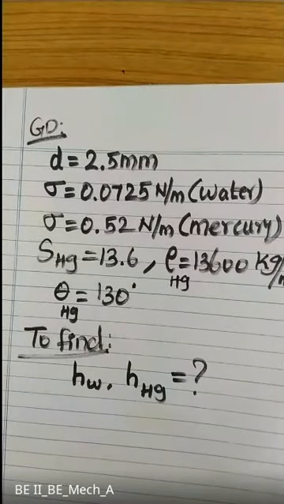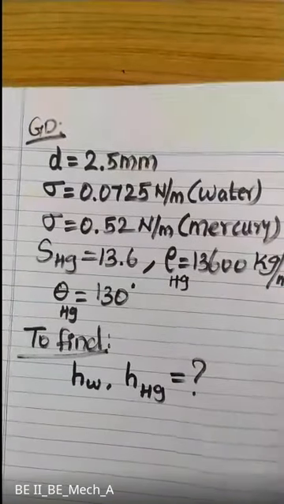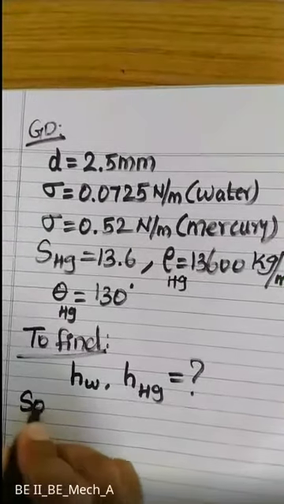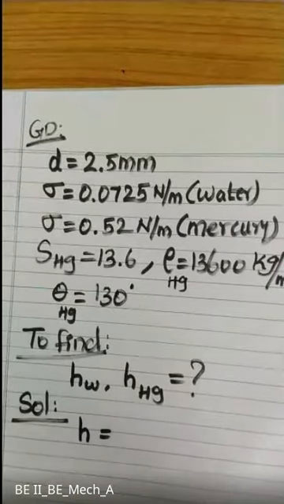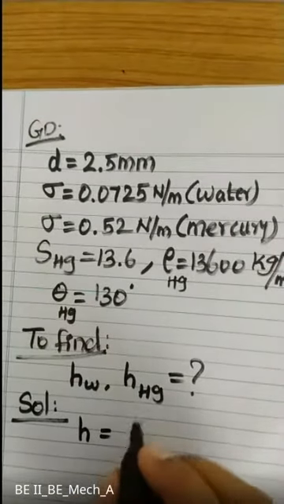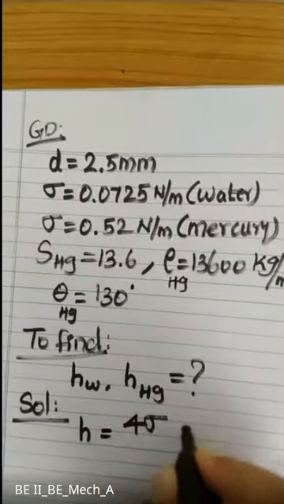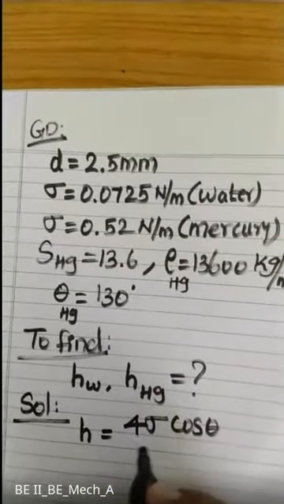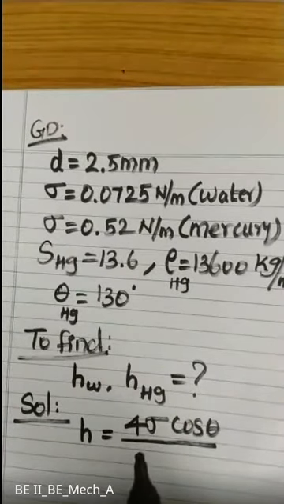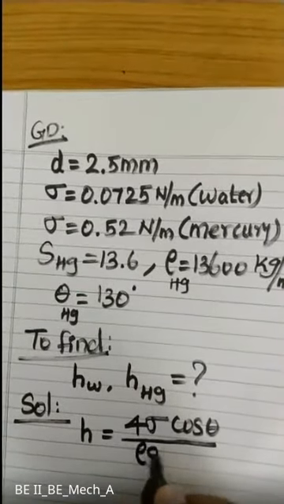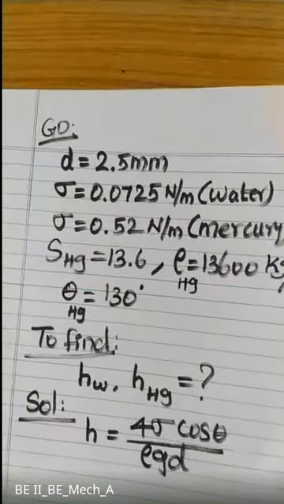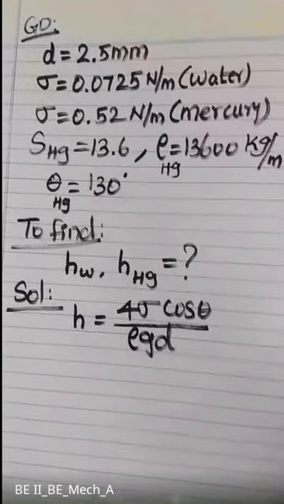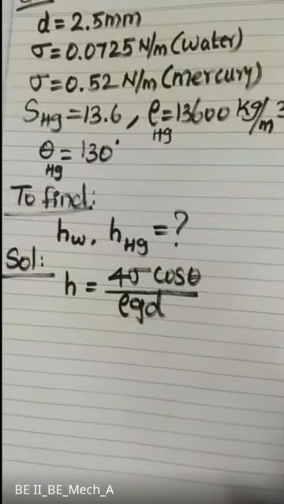What is the formula that we can use here? The basic formula in capillarity is H is equal to 4 sigma cos theta. From this, we have derived it to 4 sigma divided by rho g D. You can use this formula for both conditions, that is water and also mercury.